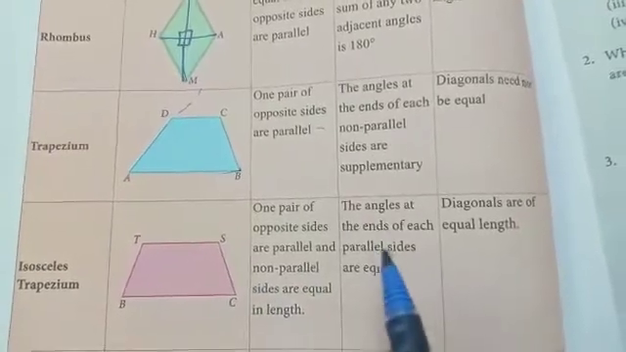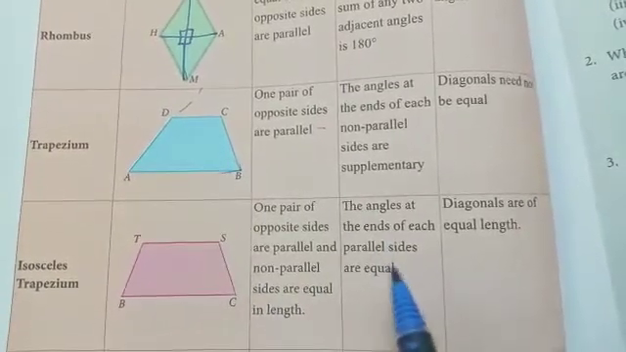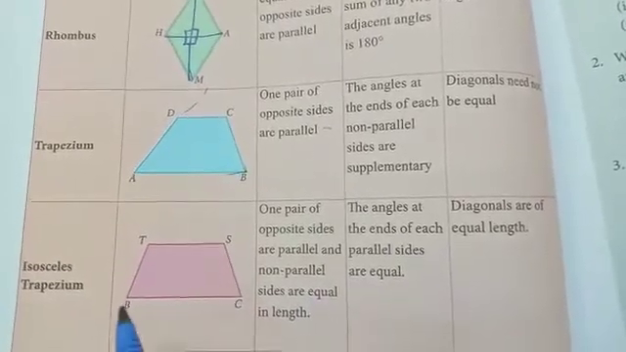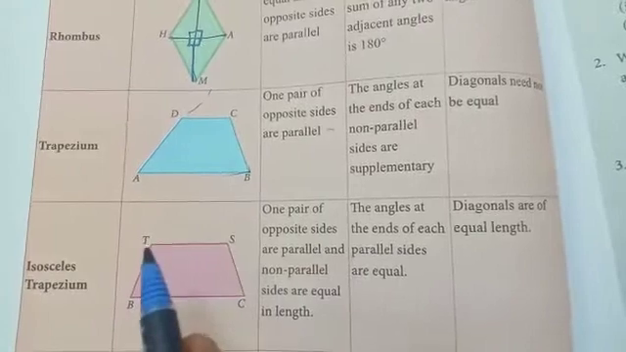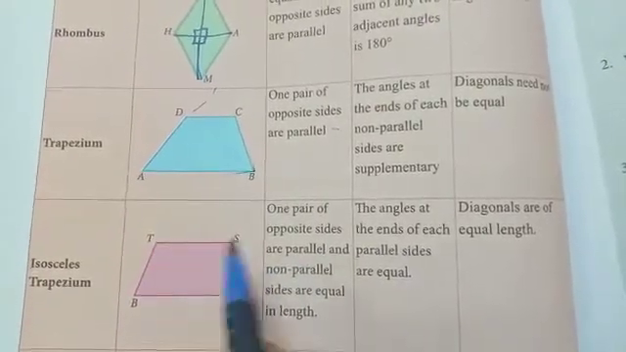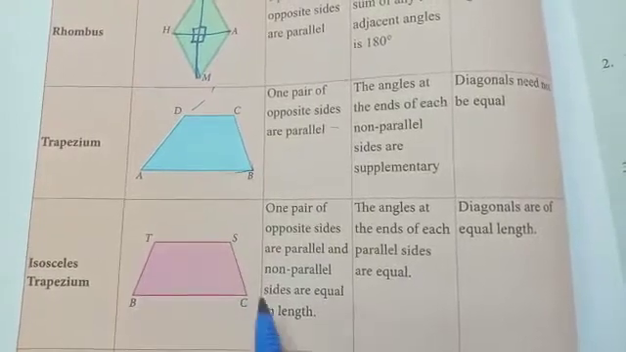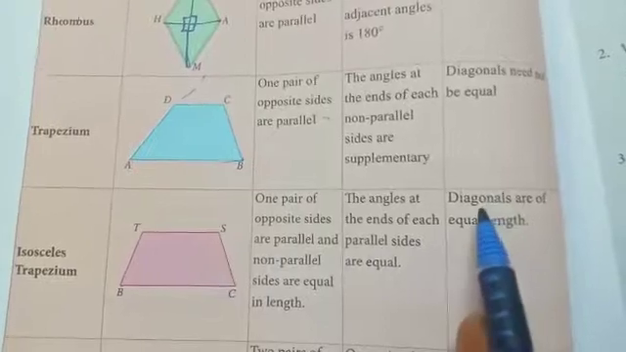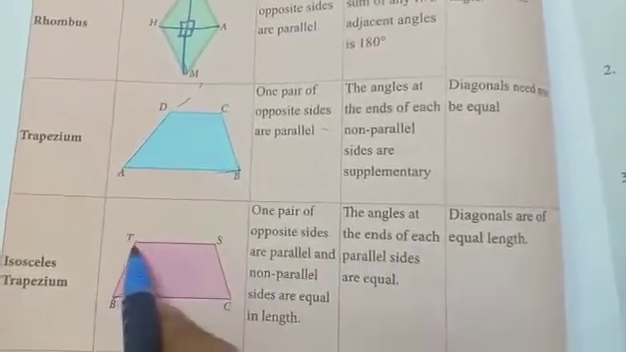Okay. The angles at the ends of each parallel side are equal. These are the parallel sides. So the angles at the two ends of the parallel sides, these T and S. So these angles at the ends of each parallel side are equal. Then diagonals are of equal length. This BS and TC should be equal.